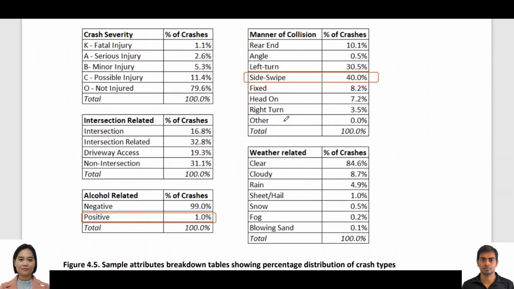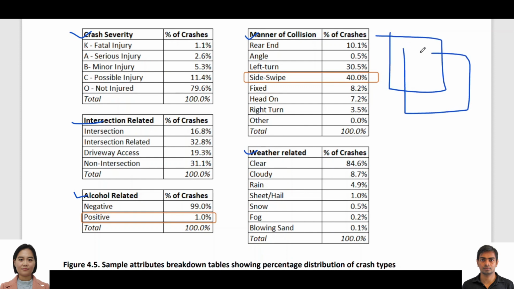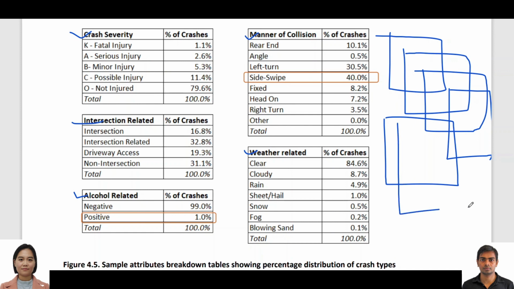So here is a table. We can create hundreds of tables like this using dashboards. So let's say this table is created using a dashboard. Here we have crash severity, intersection related attributes, alcohol related, manner of collisions, weather related. We can have hundreds of tables like this in dashboards, because a dashboard does not have data limitations or processing limitations, and once we set up the dashboard for one project, we can keep using it for multiple projects. So what we have here is hundreds of tables like this.